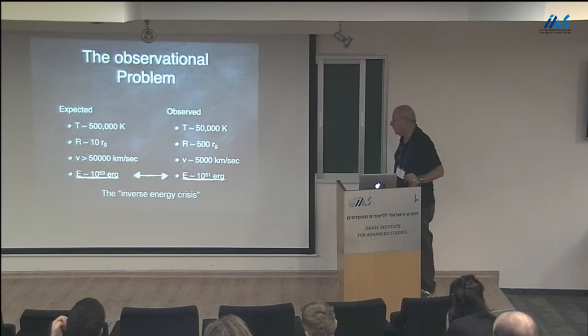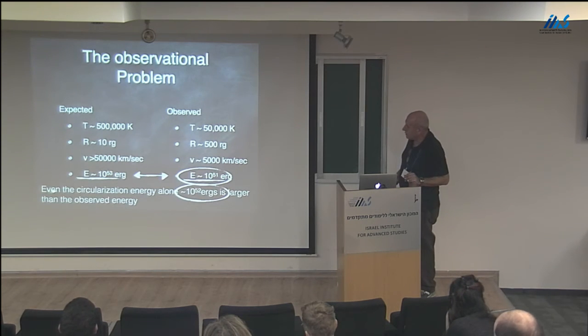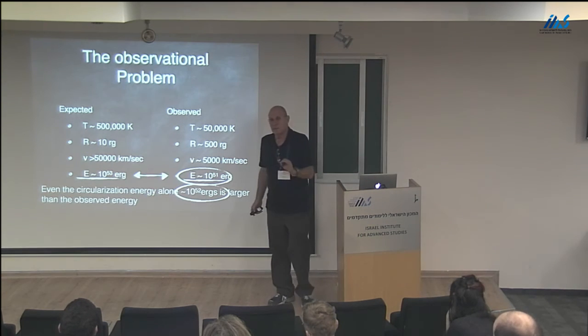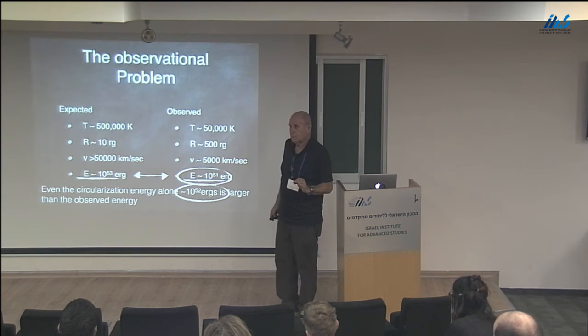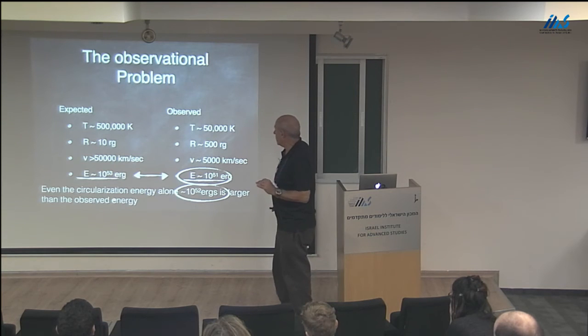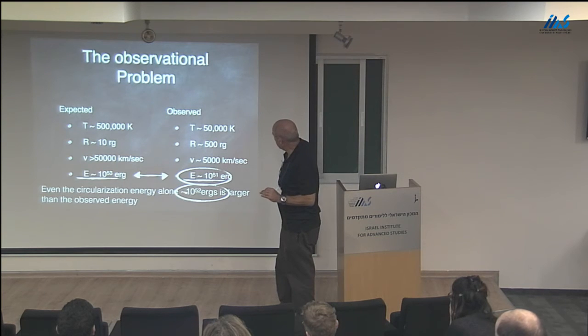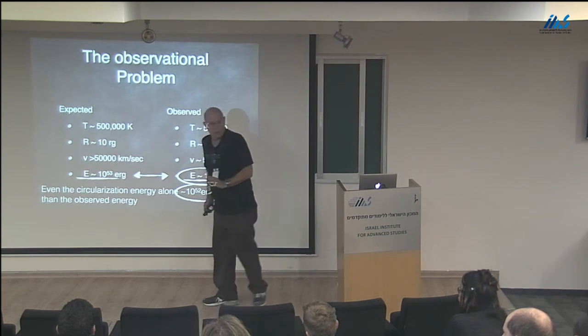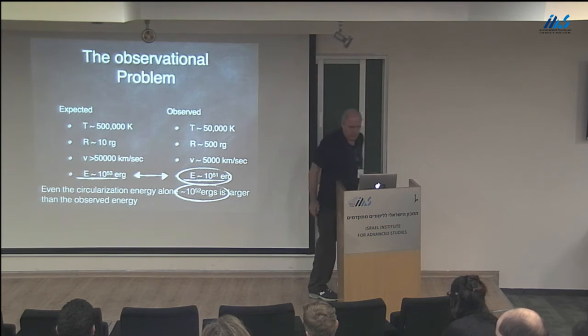So this is the crisis, and I want to stress that even the circularization energy will by itself, if you circularize, cause the same, slightly weaker inverse crisis, because then just the circularization should release 10 to the 52 ergs, which we don't see. It may be going somewhere, it may be swallowed by the black hole, but we don't see it.